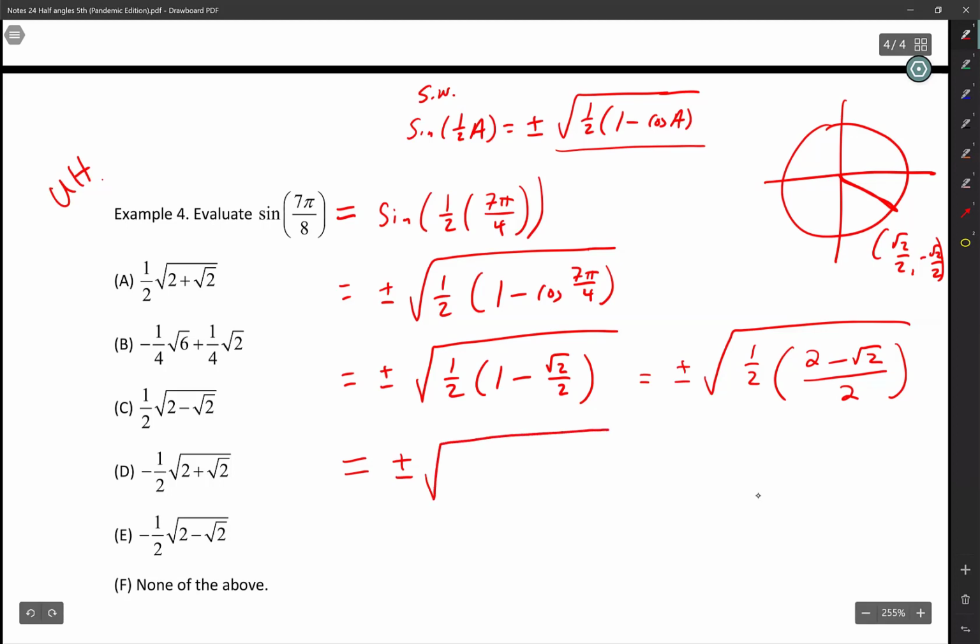2 times 2 is 4. That's in the bottom. The numerator stays as 2 minus square root of 2. And now I'm just using my laws of exponents, guys. Square root of 2 minus square root of 2 over square root of 4.